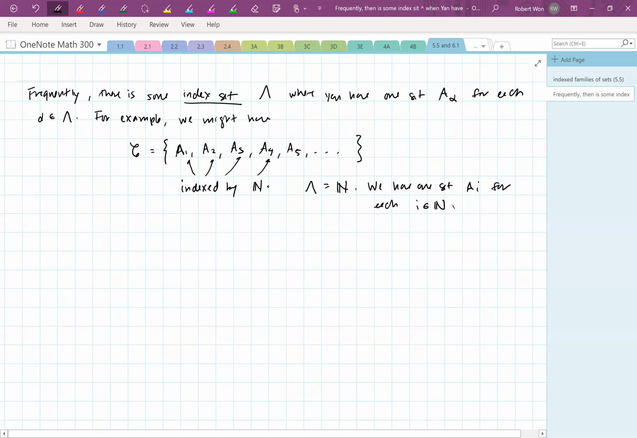And if you have some sort of index set, it's like the index is keeping track of your sets for you. The family C is just all the sets, but you can keep track of them with some index set. And then when you write the union or the intersection, you can write it over the index set instead of over C.